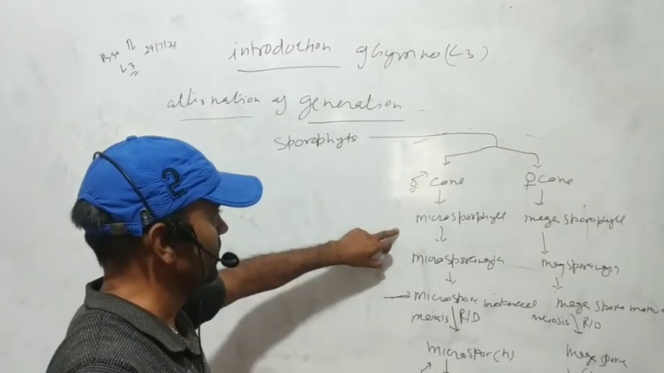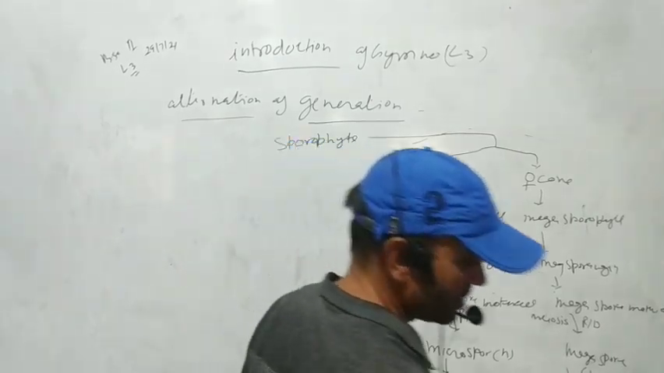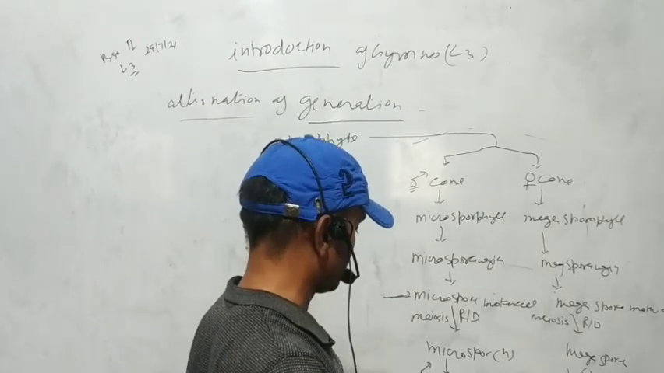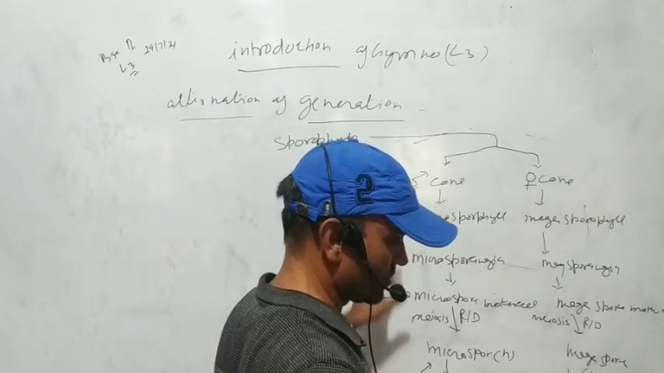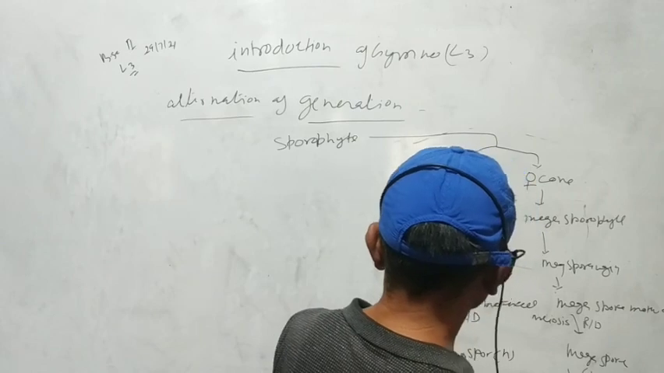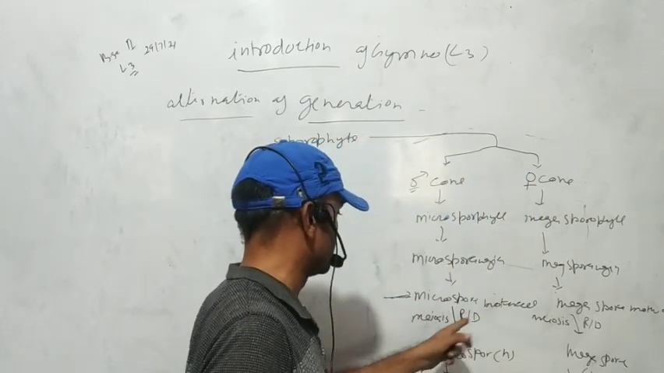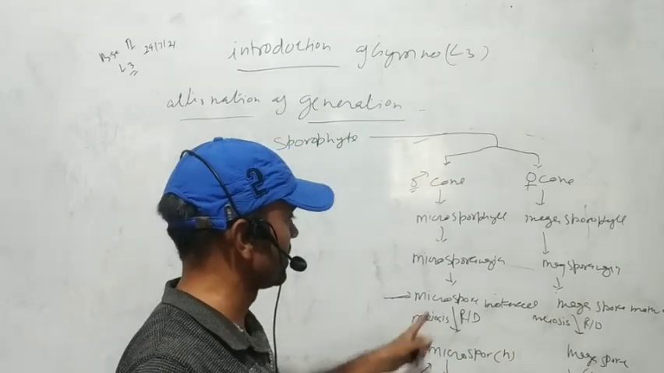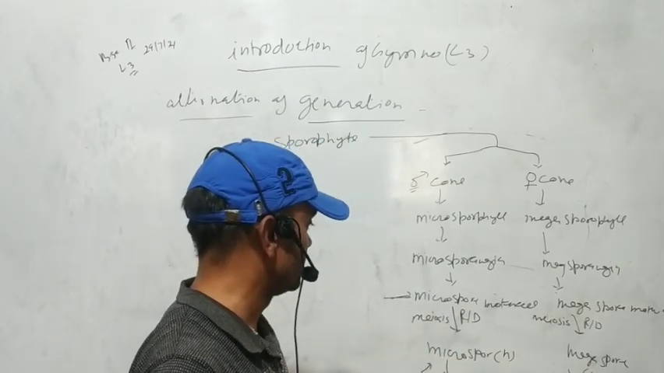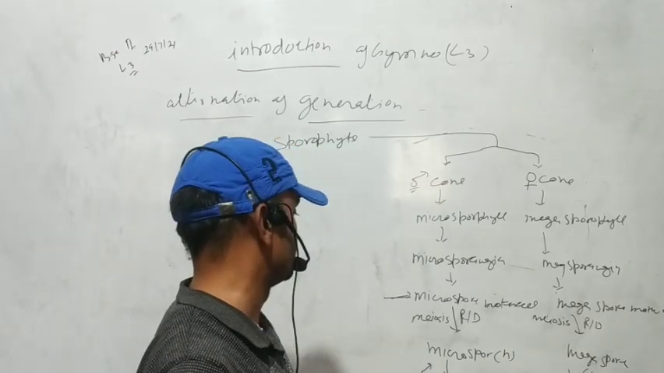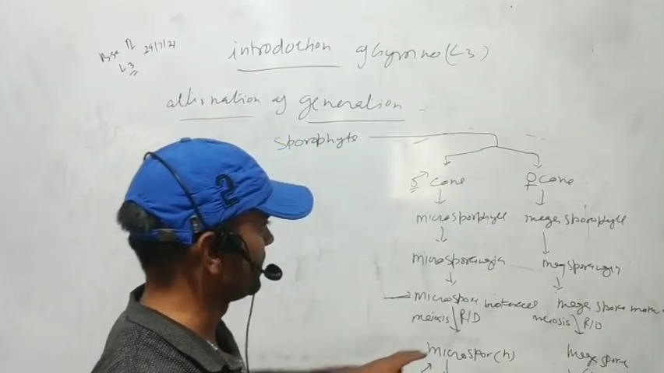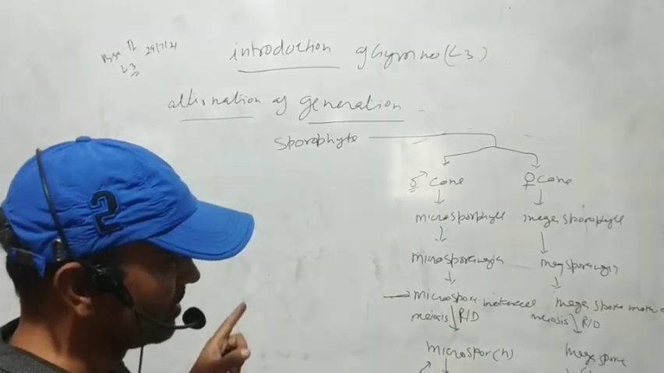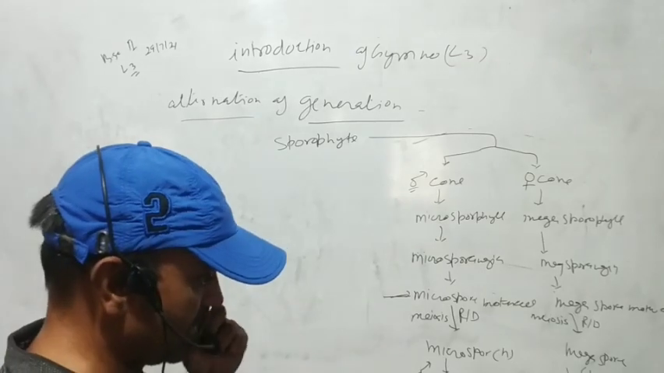Cone, microsporophyll when in condensed form, then cone, and microsporangia also in the cone. So the microspore mother cell is finally formed, and after meiosis, the microspore is generated, and the microspore after generation gives birth to the gametophyte. Same condition: megaspore mother cell, megaspore and female gametophyte.